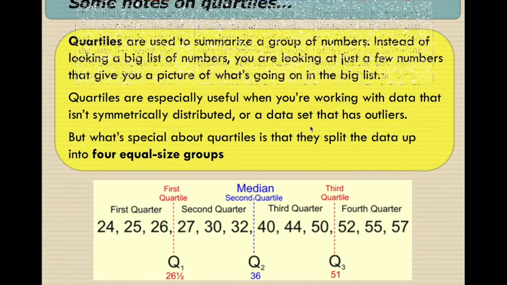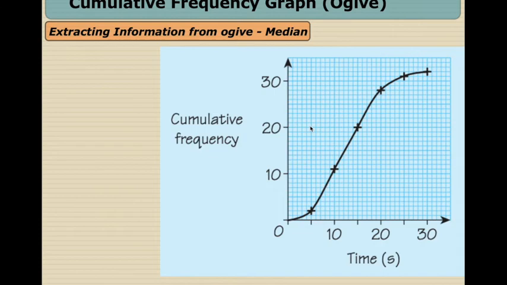Okay, then let's extract the information of quartiles from the ogive. First thing first, let's find out where the median is.